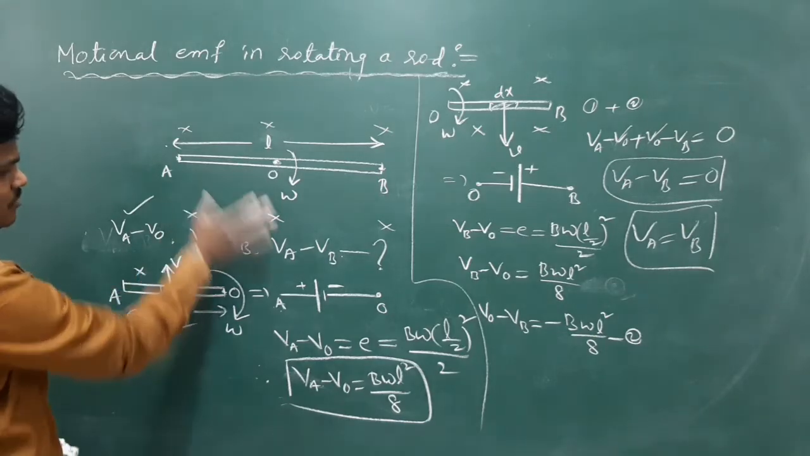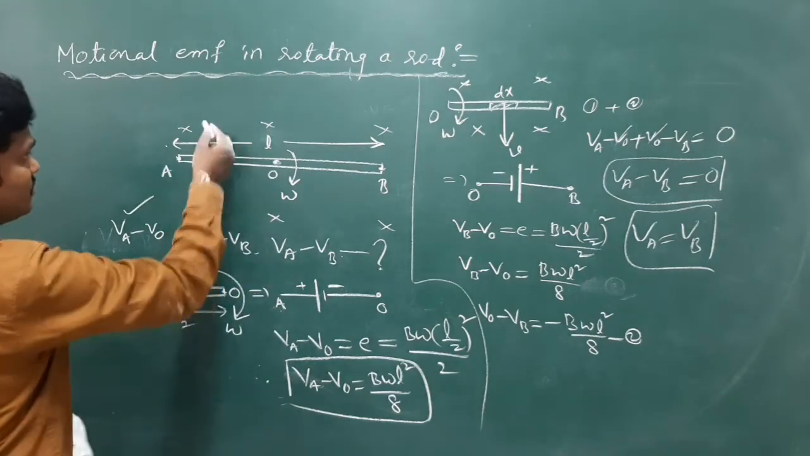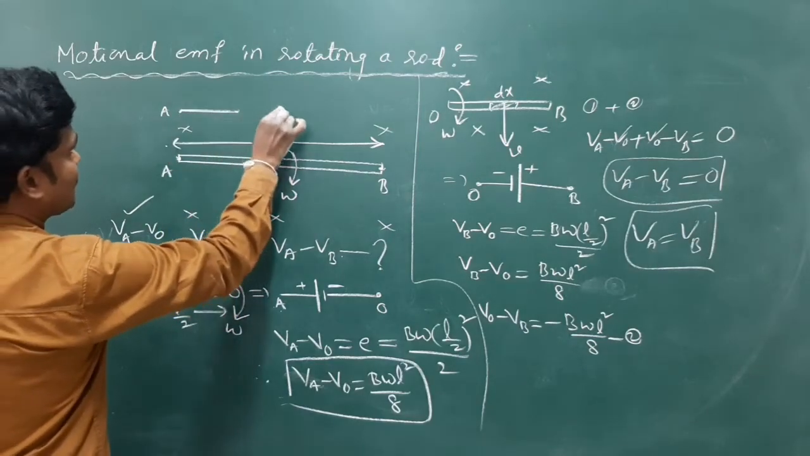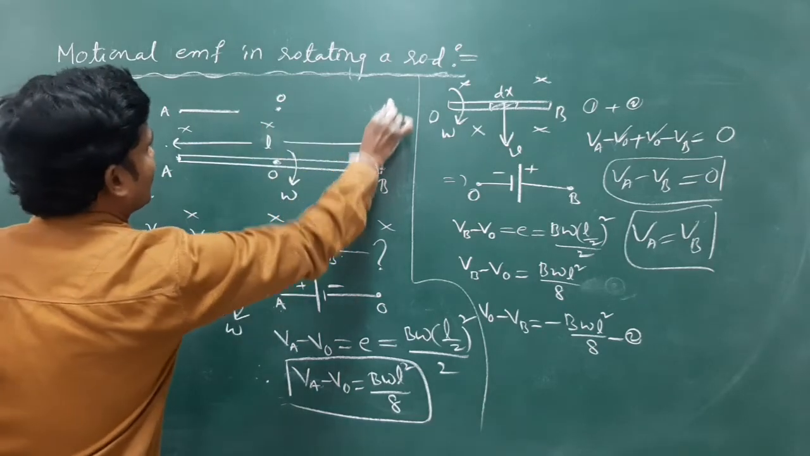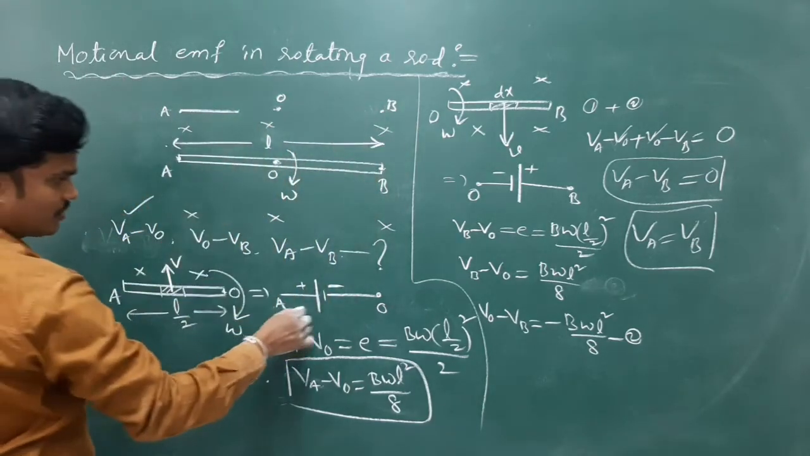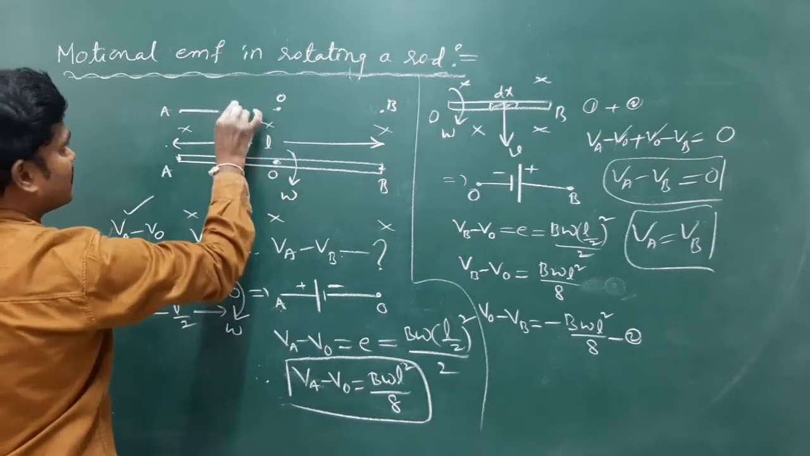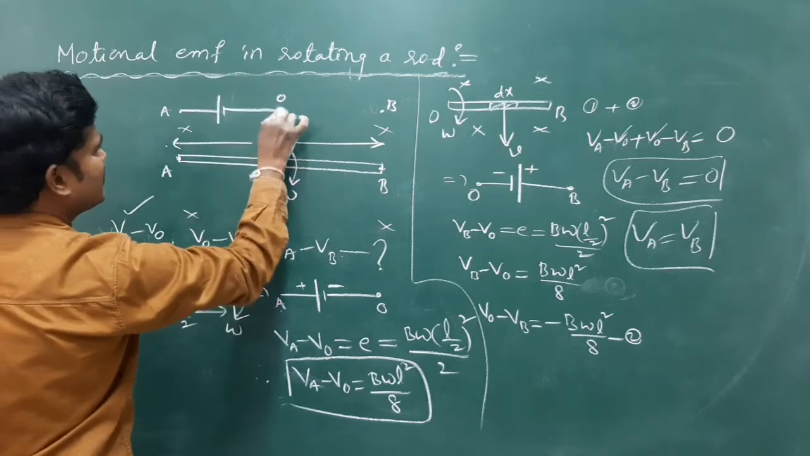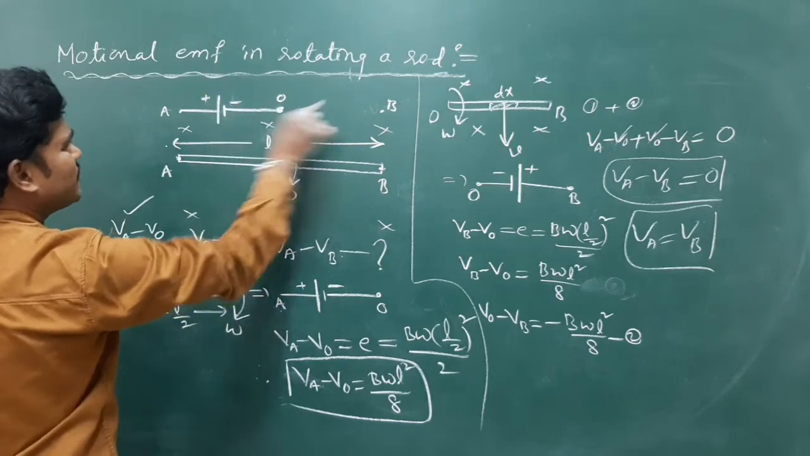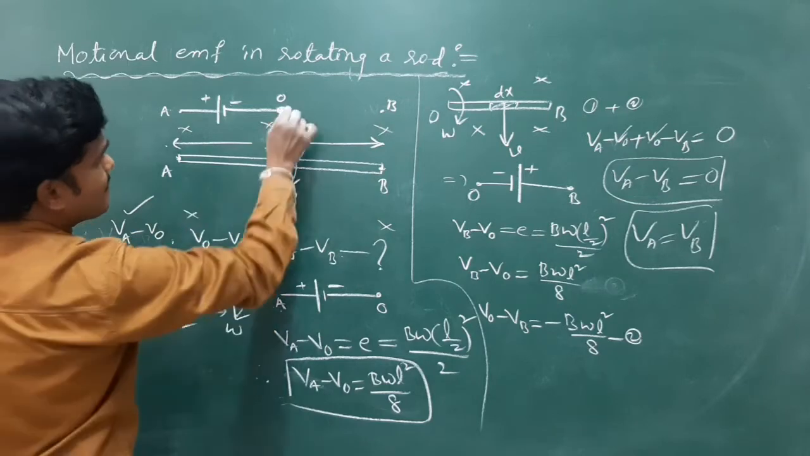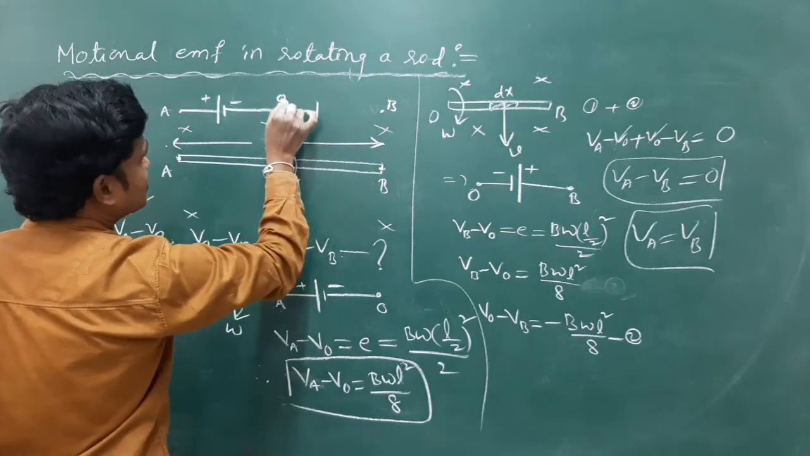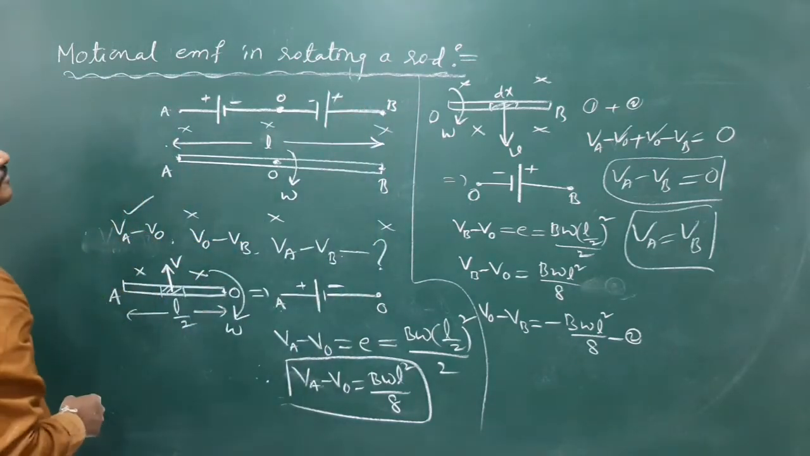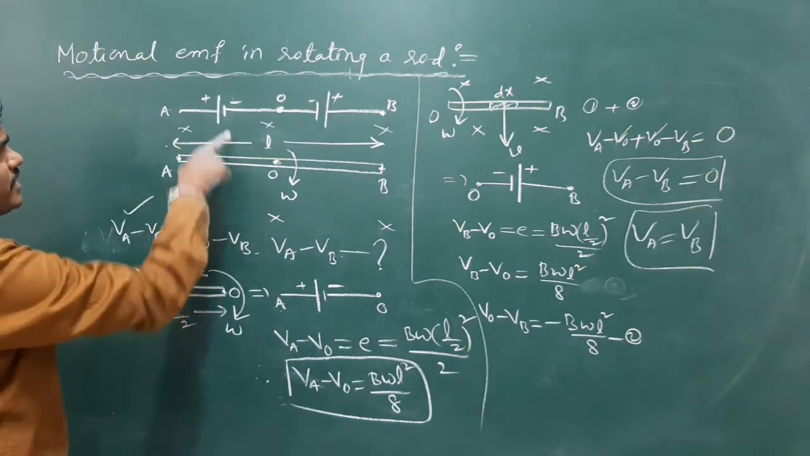See, this one is replaced by this battery. Now you can replace the entire rod like this. This is A, this is O, and B. For OA, O is at negative potential, sorry, A is at positive potential, negative positive. For this side, OB, negative, because this is negative, so negative and positive. See, this is the battery symbol. So this rod is replaced like this.